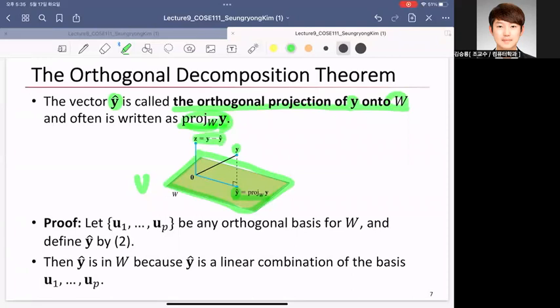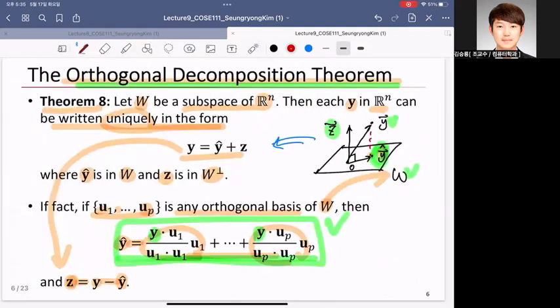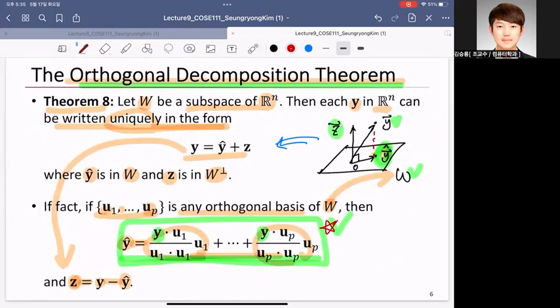The orthogonal complement of y should be y minus y hat, and these two vectors should be orthogonal to each other. This is the definition of the orthogonal projection of y onto W. So this is a way to compute the orthogonal projection of y onto subspace W. This is also the orthogonal decomposition theorem.